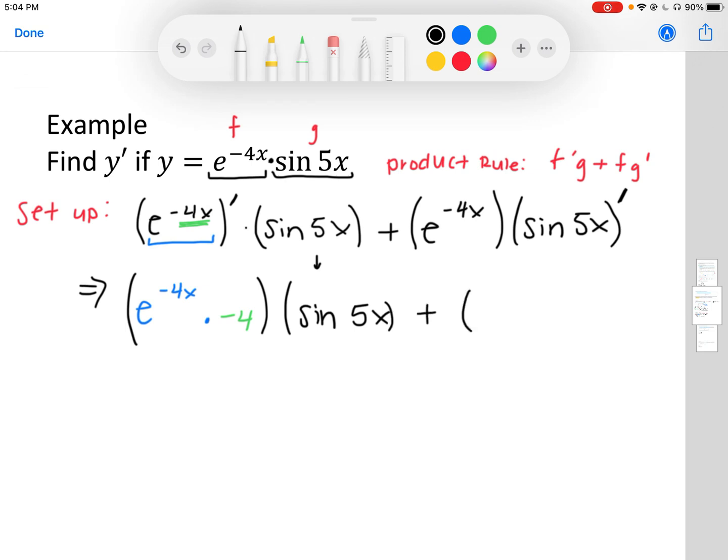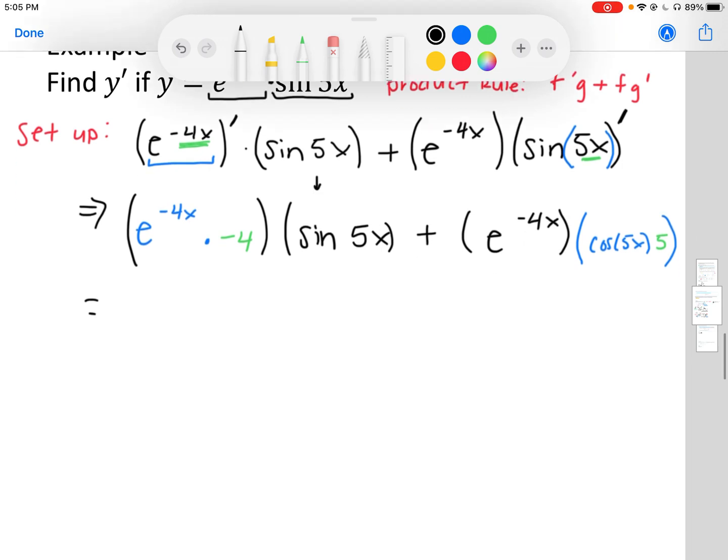Plus, the first one is just itself. We just rewrite it. And then here we actually have chain rule, right? So let's take the derivative of the outside. The derivative of sine is negative cosine. So I have negative cosine of 5x. And then I have to take derivative of the inside, which is just 5. I made a mistake. The derivative of sine is not negative cosine. It's just cosine.